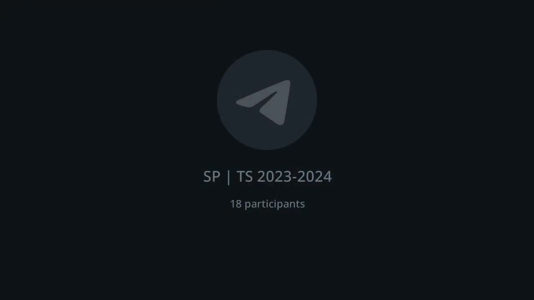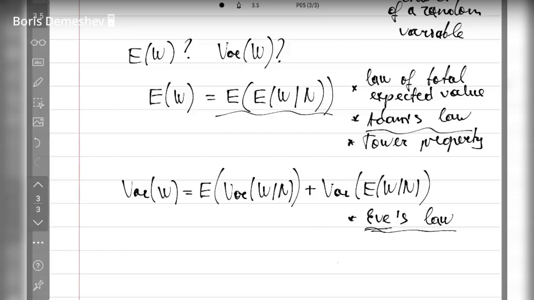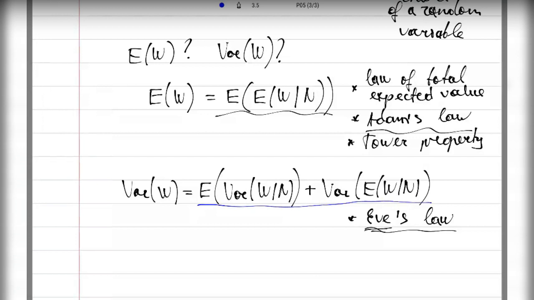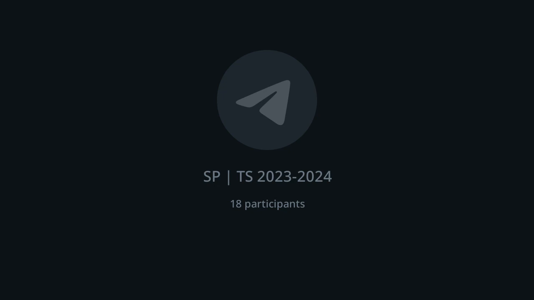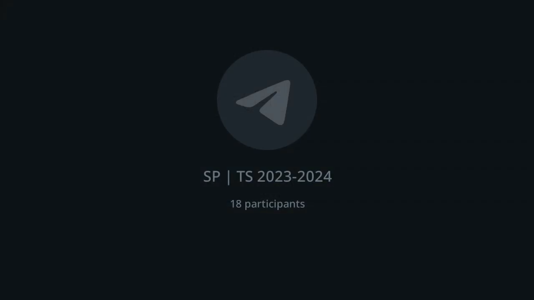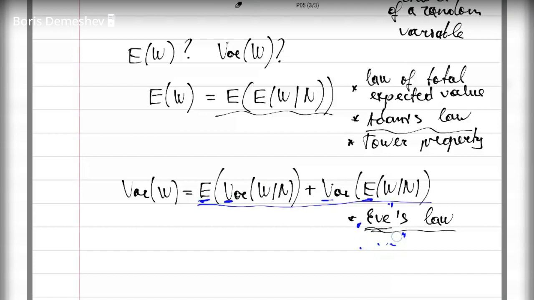And why is it called Eve's law? Because if you look at the formula, you see E, V, and then once again V, E. Maybe it's Eve, but Eve's law, like Adam and Eve. That's a mnemonic rule to remember this formula. So it's called Eve's law.